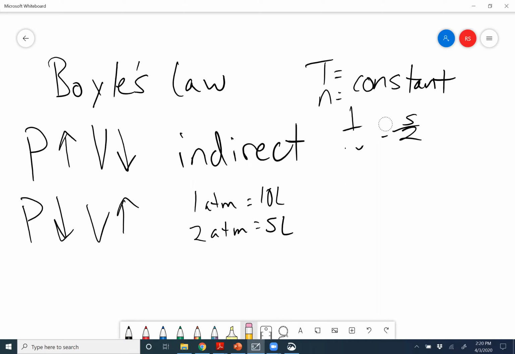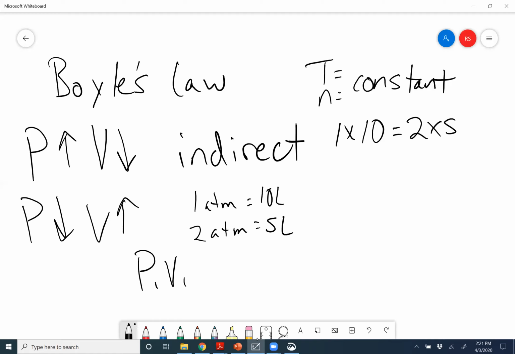So the way it works is multiplication. If we do 1 times 10, that has to equal 2 times 5. So for this equality to make sense, the pressure and the volume at the beginning have to equal the pressure and the volume at the end.